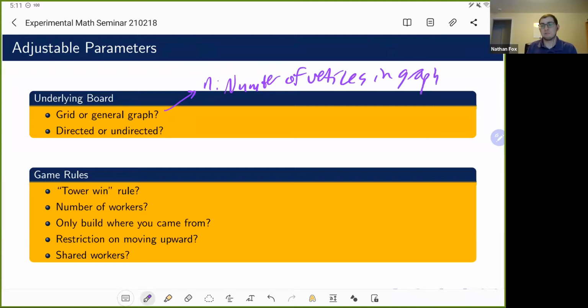So we're going to talk about the complexity relative to how many vertices the graph that we're playing on has. You're always assuming a square graph? No. In fact, we're never going to assume a square graph. We're always going to be talking about arbitrary graphs from here on out.